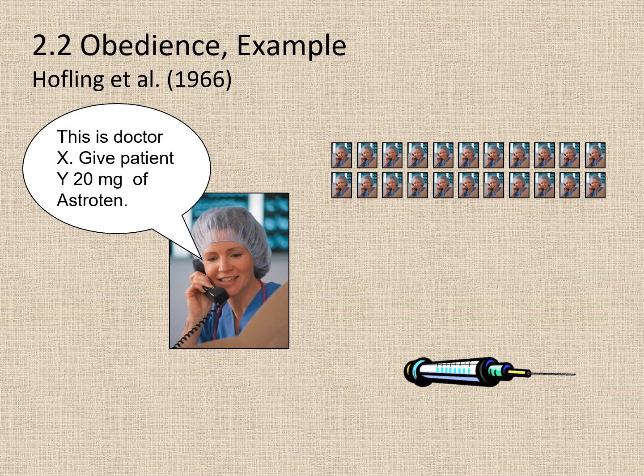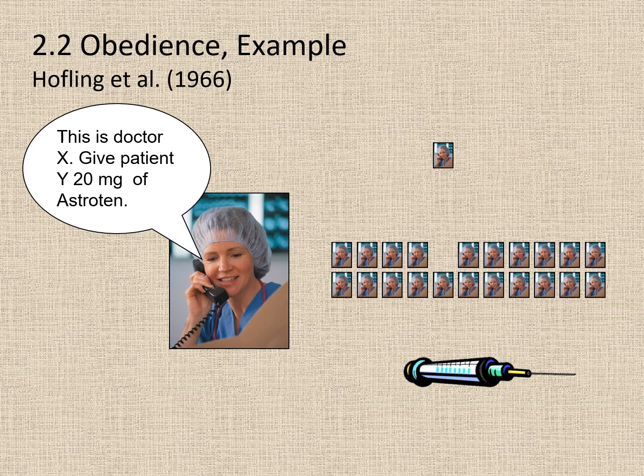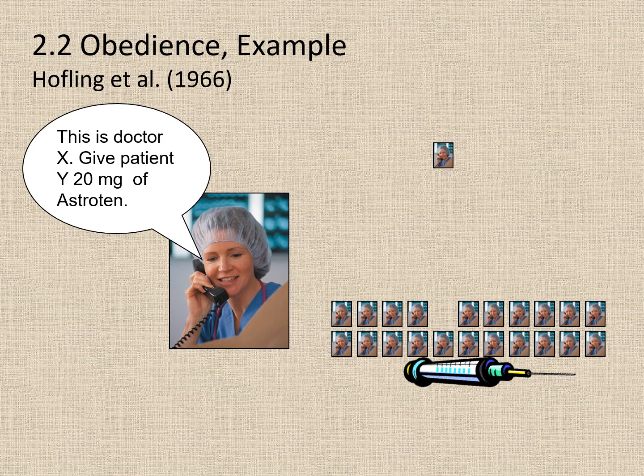What do these nurses do? They take 20 milligrams of astroten and they're on the way to give this to the patient when they're stopped. Okay, I guess it was only sugar pills in those anyway, but they stopped them anyway. So of 22 nurses, 21 do exactly as they're told. They break every regulation in the book in order to fulfill the order they are given.